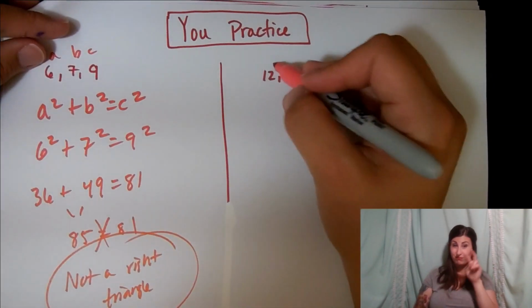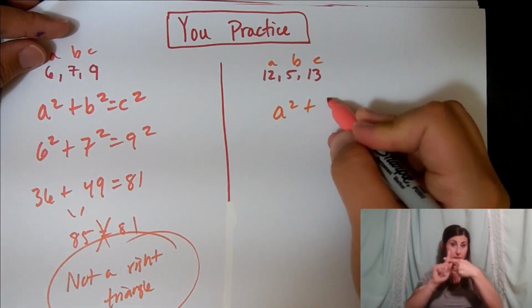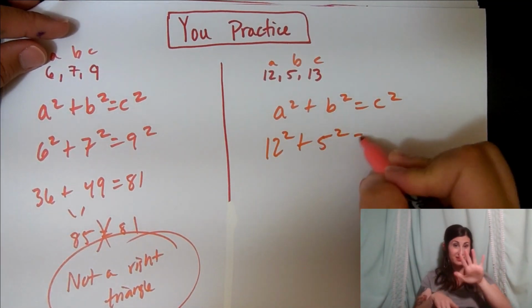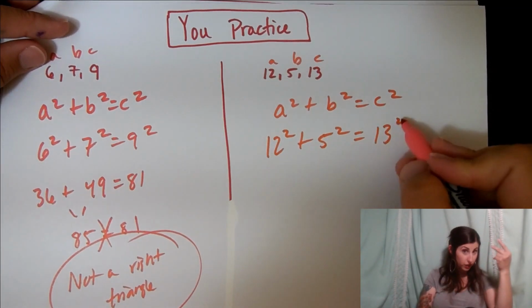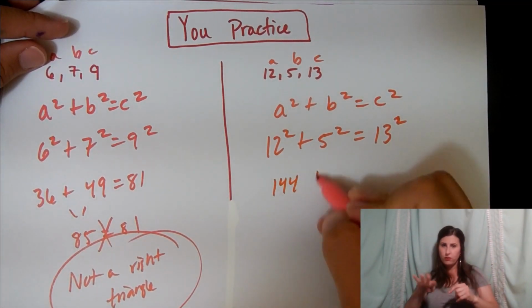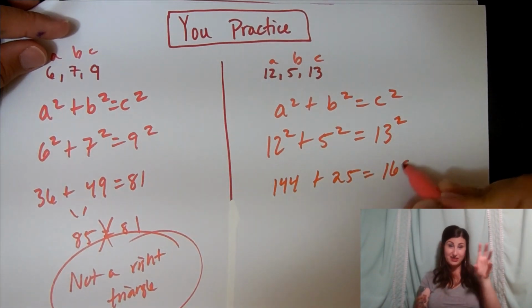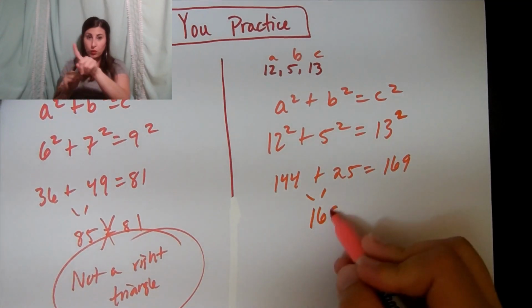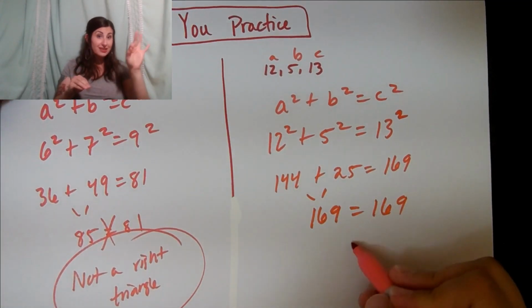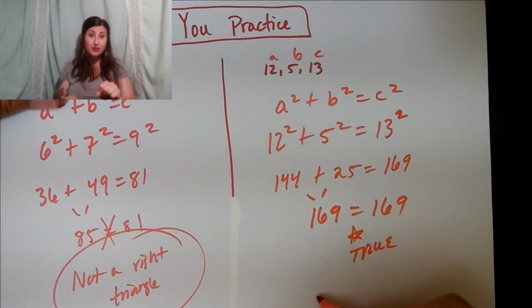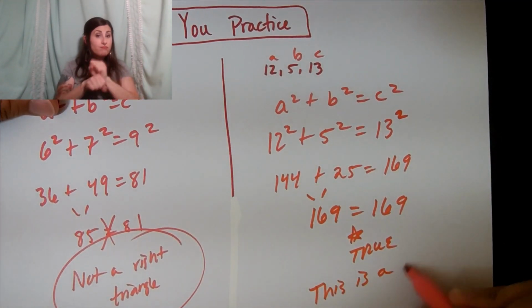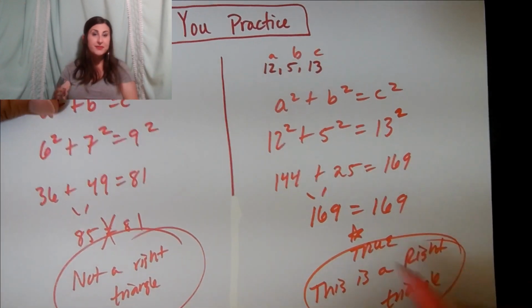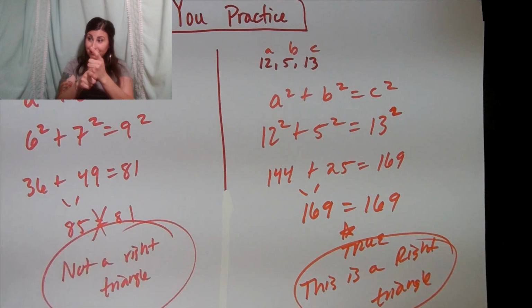Okay, look at this one. A, B, C. A squared plus b squared equals c squared. All right, 12 squared plus 5 squared equals 13 squared. So 144 plus 25 equals 169. When I add those together, that's 169. Yes, that's true. So this is a right triangle. There we go. Hopefully you got those right.